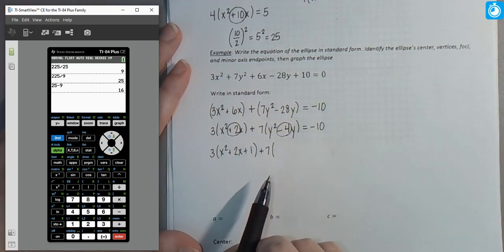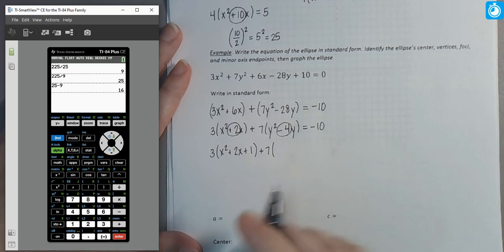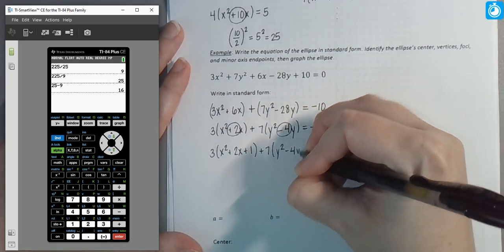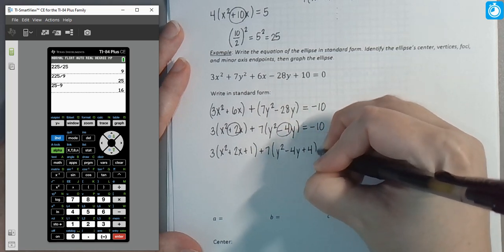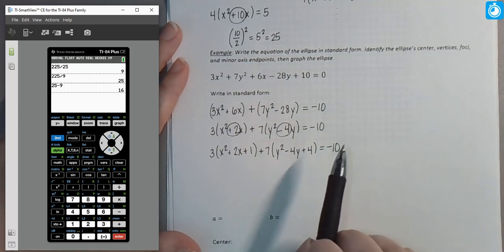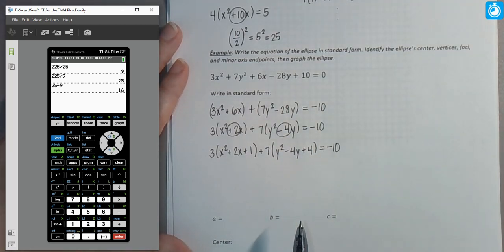So negative 4 divided by 2 is negative 2. Negative 2 squared is positive 4. So y squared minus 4y, and then we're going to add on that positive 4. And now that we've changed the left-hand side, we need to balance it out on the right-hand side.